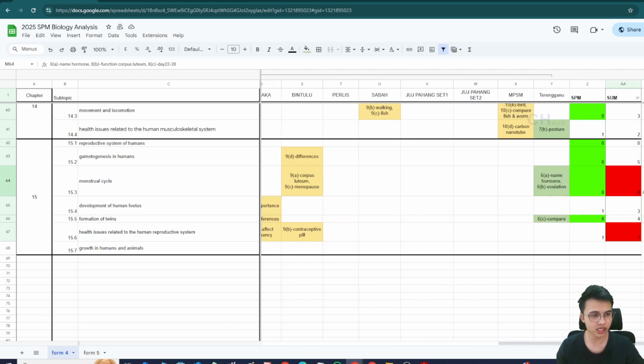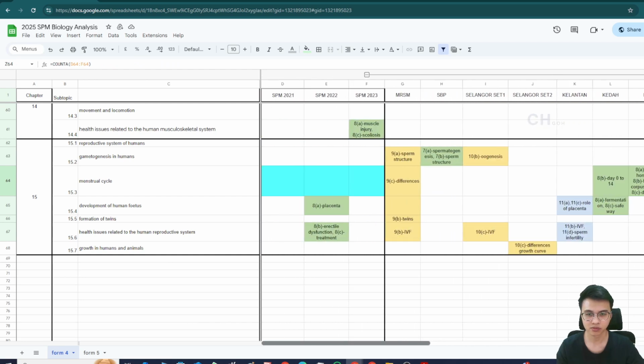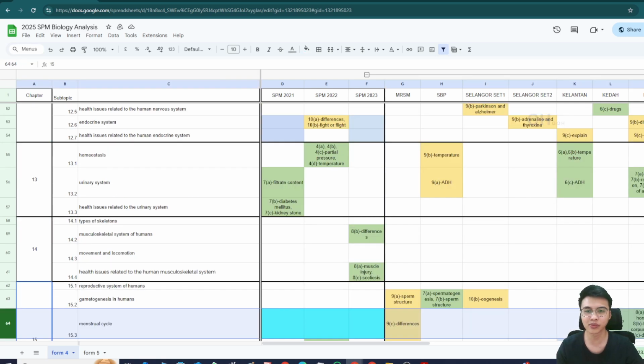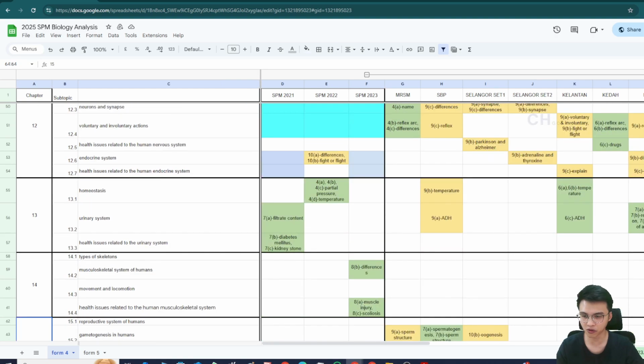Came out how many times? 8 times in your trial papers, but never came out in your SPM. Hopefully, this will not come out in your SPM also. Hopefully, we can add another column here and then put the blue box when it comes to SPM 2024. Okay, so this is the analysis for Form 4.